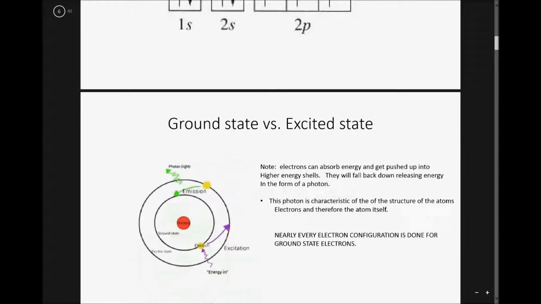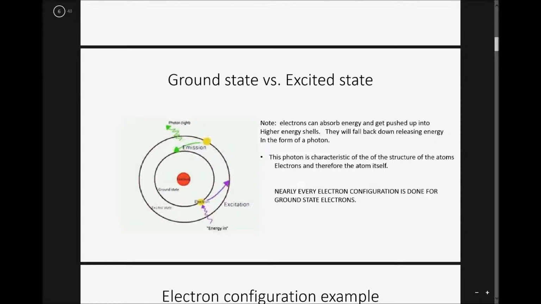We have ground state versus excited state. Whenever we're doing electron configurations, we're almost always doing the ground state. It's possible to do a configuration for a higher state, but it just isn't as practical, so we usually just do ground state. This is an example of light being produced as electrons get shoved up to a higher energy level and they drop back down and give off a photon of light. So the energy goes in, then emission: it goes up to an excited state, comes back to a ground state, and a photon is given off. Not something we're really dealing with right at this moment, but it is something that is around.